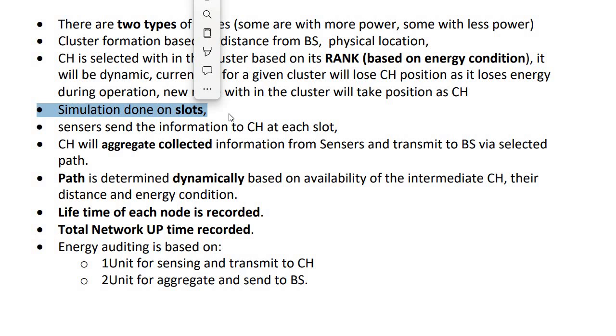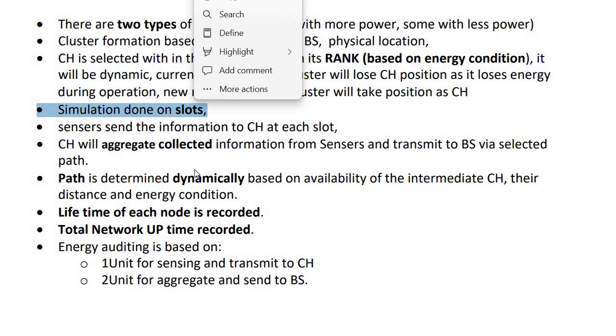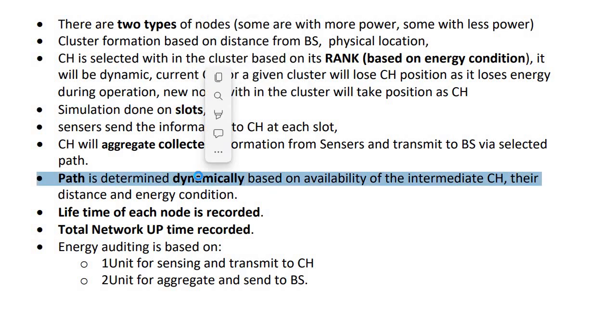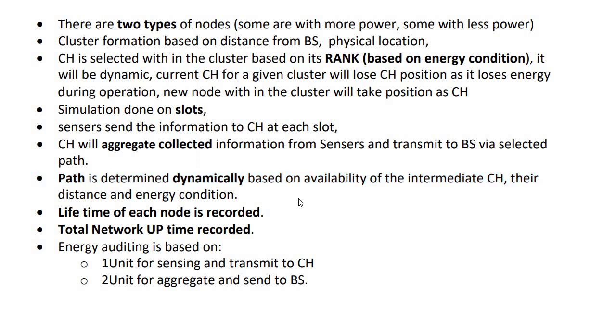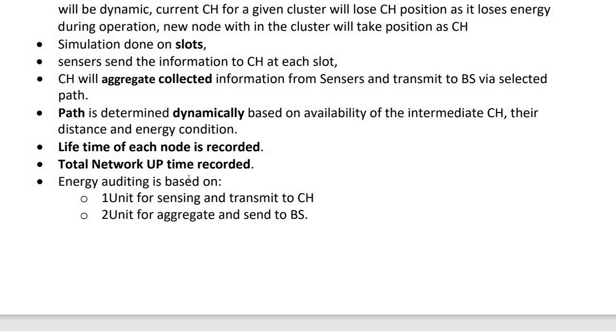And relay node selection means the path is dynamic. Previously it went to a particular relay node, but next time that relay node might have lost its energy and become a simple node. Because of that, the path is selected dynamically during every slot. And finally we will come to know the lifetime of each node, and automatically we will know the network lifetime.